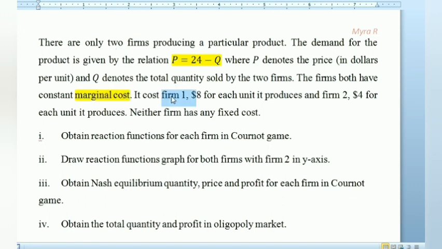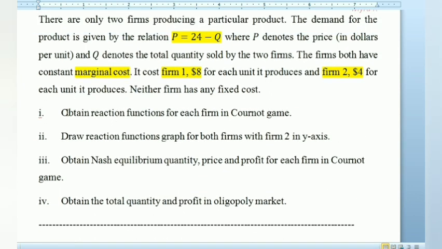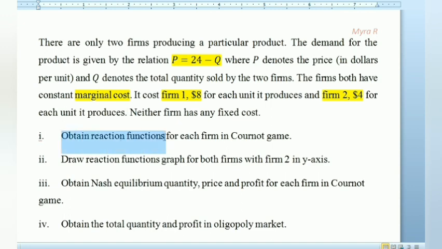We are given the marginal cost for firm 1 is $8 for each unit it produces, and for firm 2 it is $4 for each unit it produces. Neither firm has any fixed cost. So we are going to obtain the reaction function for each firm in the Cournot game.